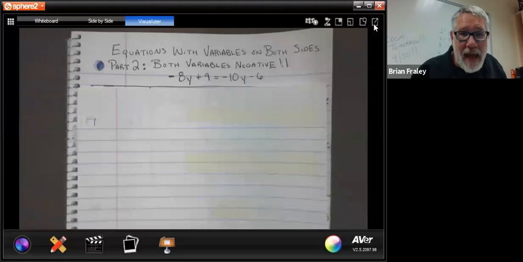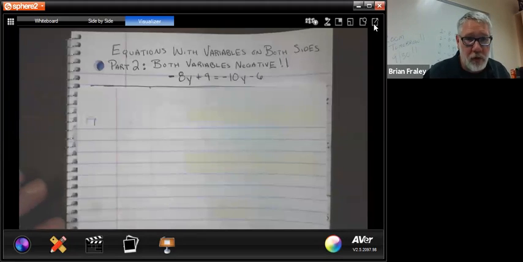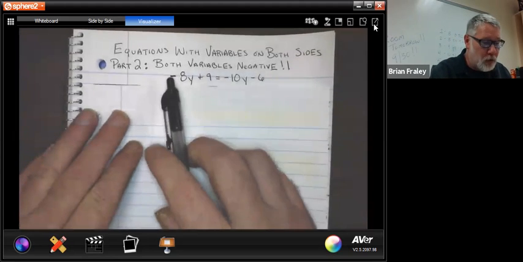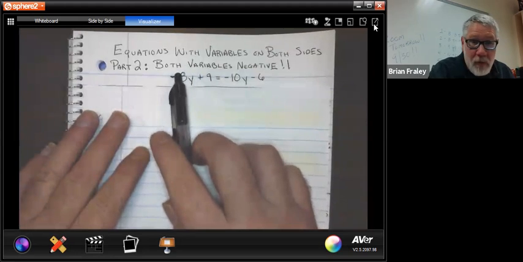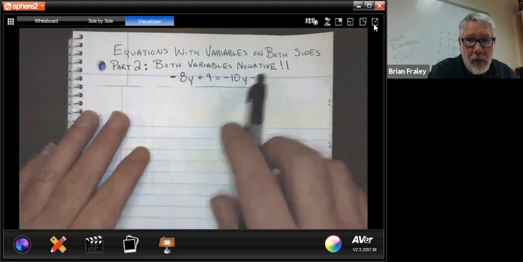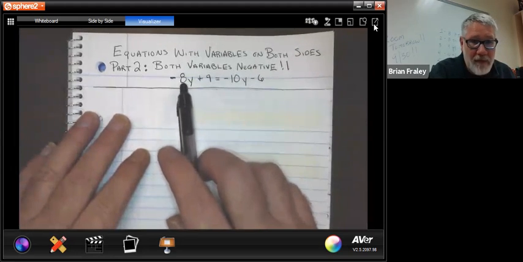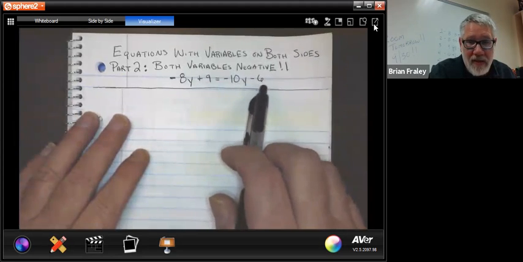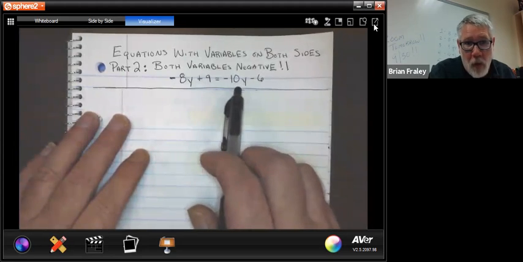Hey guys, today we are doing part 2 of equations with variables on both sides. Part 2 deals with when both variables are negative. Okay, here's an example: negative 8y plus 9 equals negative 10y minus 6. Both my y's are negative.